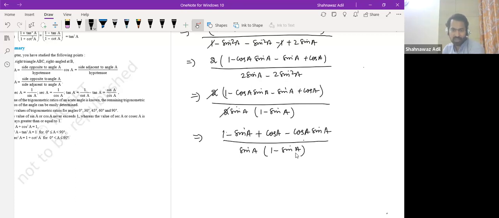So one part is there: 1 minus sin A in the numerator we have. And then we have these two terms, cos A minus cos A sin A. So how can we write these two terms? The third and fourth term, how can we write the third and fourth term?